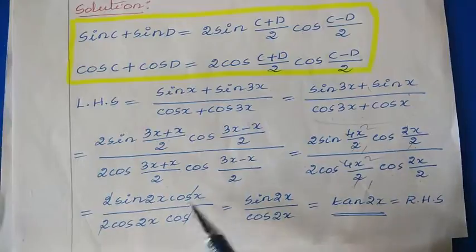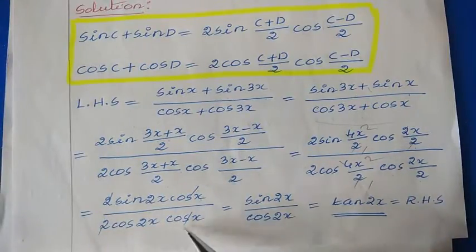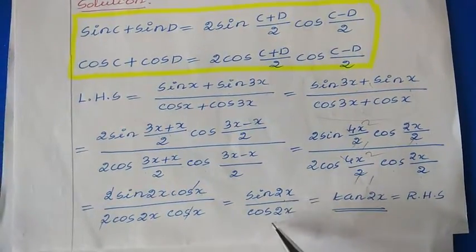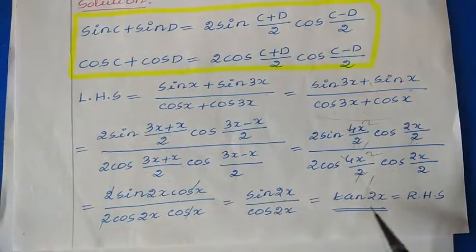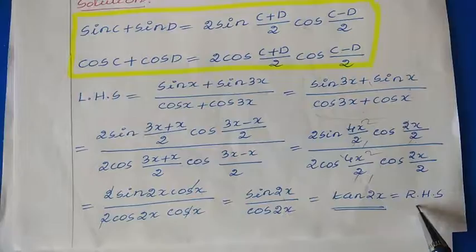Here 2 cancels, and here cos x and cos x we can cancel. So here we get sin 2x divided by cos 2x. Sin divided by cos is tan. So here we can write tan 2x, which is equal to RHS.